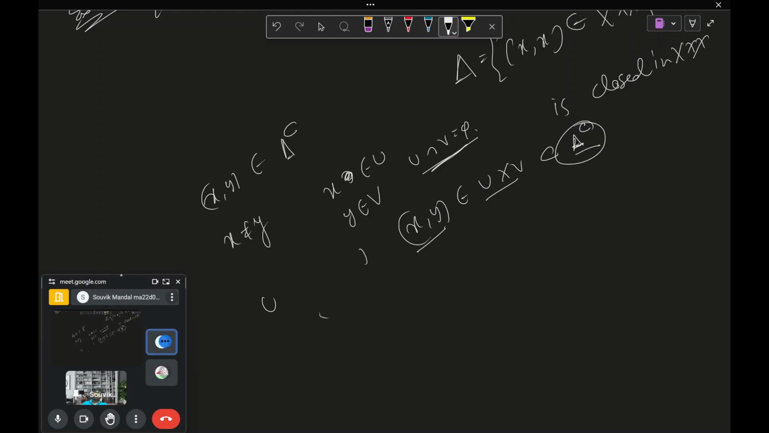I have to show that this U cross V should not have any point of delta. It should be a subset of delta complement. And it is coming in naturally because the intersection is empty, so U and V have no common point. So Hausdorff implies delta complement is open. Now show that delta complement open implies X is Hausdorff.